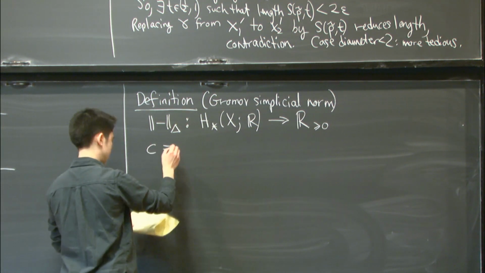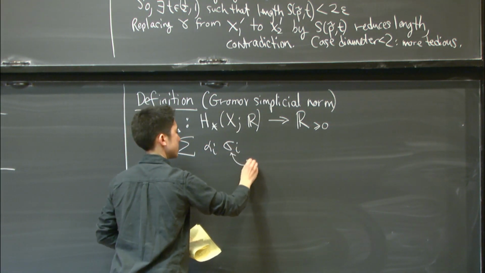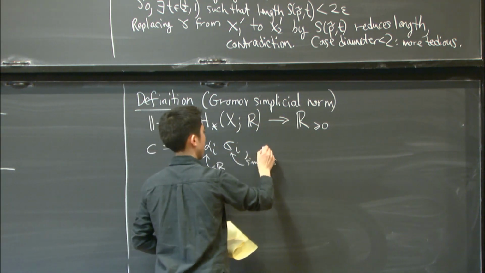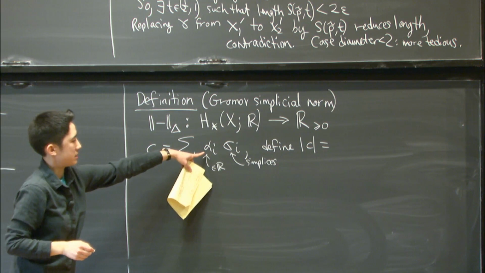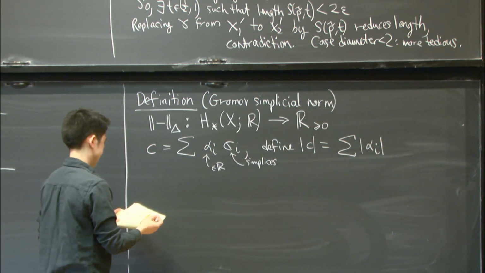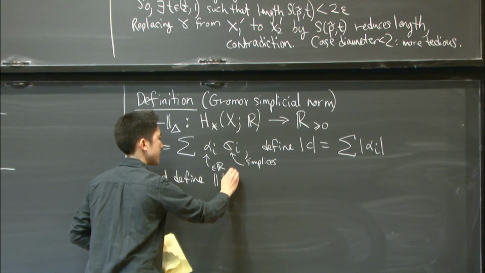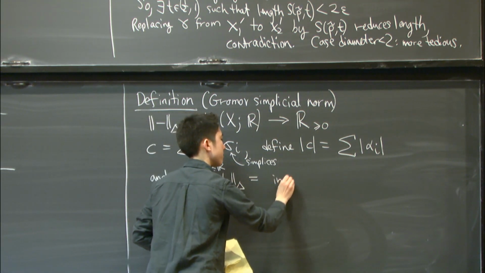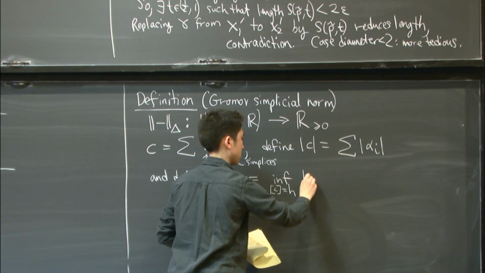So if we have a singular chain where the sigma i are simplices and the alpha i are real coefficients, then we say that the norm of this chain is the sum of absolute values of coefficients. And then if you have a homology class h and you want to take its simplicial norm, then we take the infimum over all cycles c that represent it of the norm of that cycle.